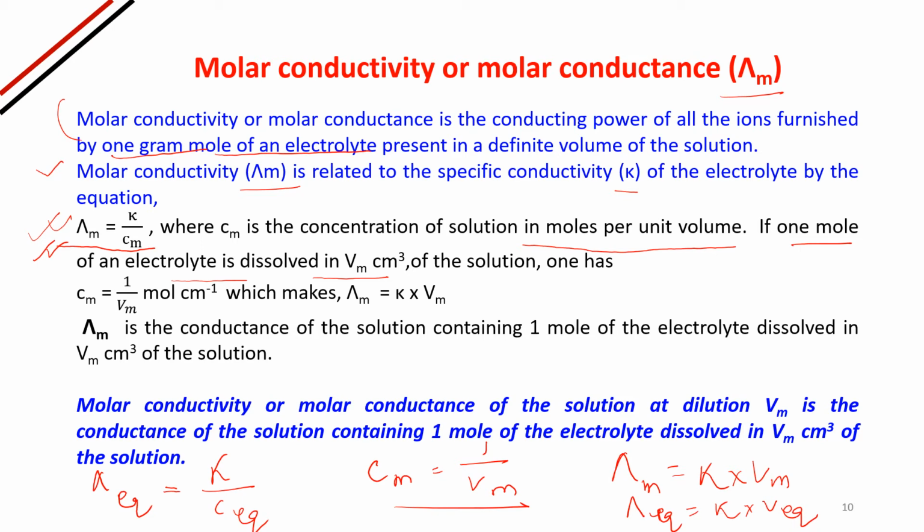Okay. Now, lambda m is the conductance of the solution containing 1 mole of electrolyte dissolved in Vm centimeter cube of the solution. That is known as the molar conductivity or molar conductance. Am I clear, children? So, molar conductivity or molar conductance of the solution at dilution Vm, that means the volume, is the conductance of the solution containing 1 mole of the electrolyte dissolved in Vm centimeter cube of the solution. Am I clear to you? It is just similar to that of the equivalent conductance.